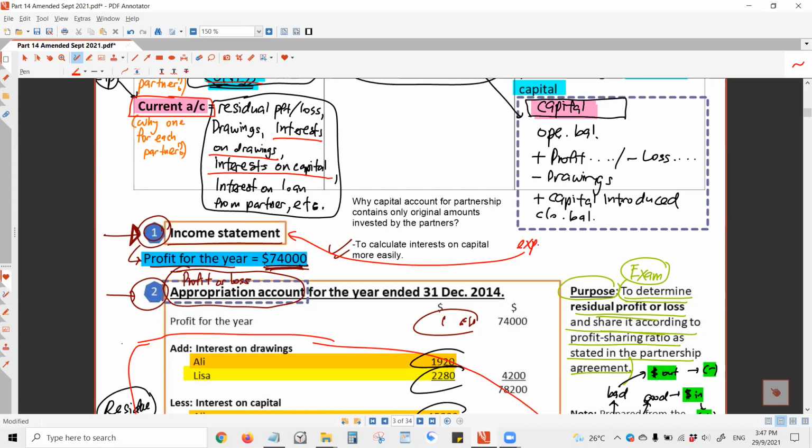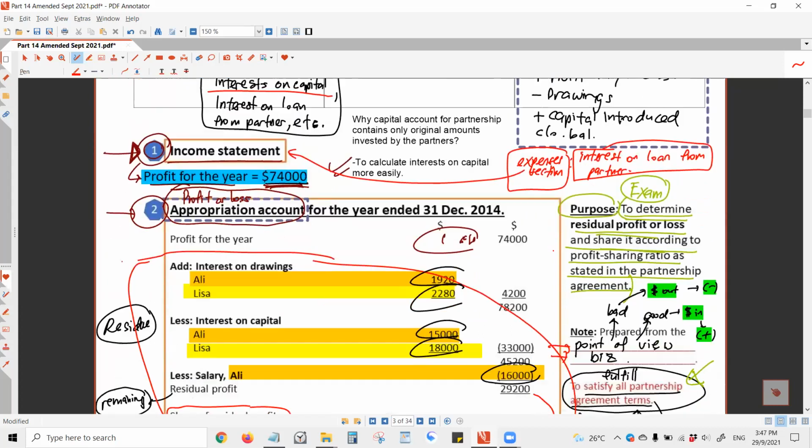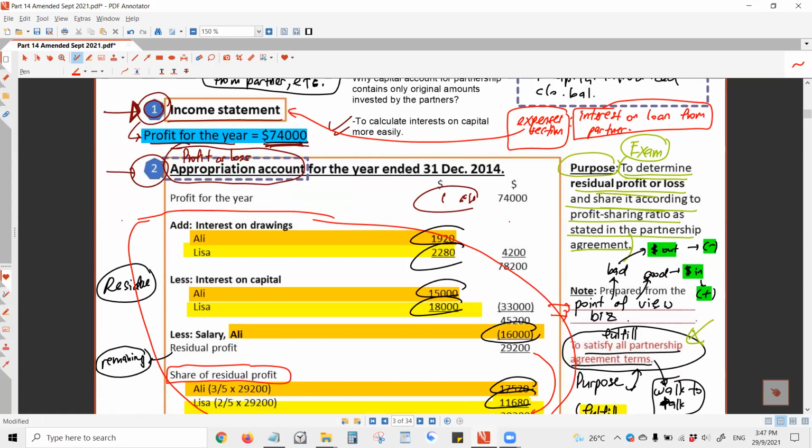Okay, you write down. In the expenses section, if you happen to have that item, okay, if there's no loan from partner, then this item doesn't exist. In the expenses section of income statement, there you would have interest on loan from partner. That's why you don't have to minus it one more time in the appropriation account. It's already minus in the income statement. Okay, write down. Interest on loan from partner is in the income statement.